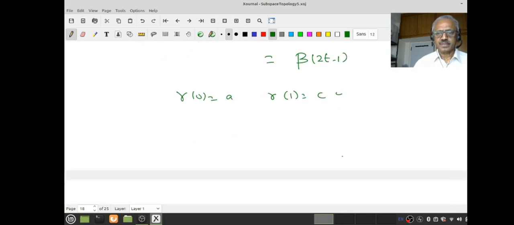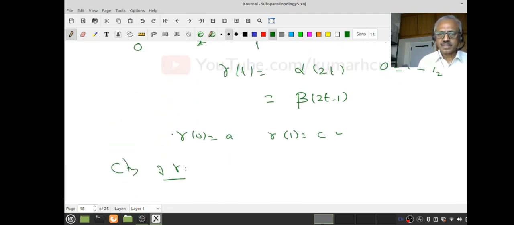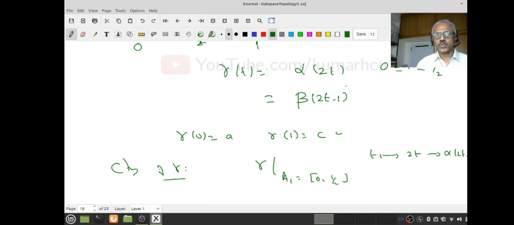This is fine, right? I only have to check continuity of gamma. But continuity of gamma is easy, because notice that gamma restricted to A1, which is 0 to half, has an explicit expression, namely the function t going to 2t going to alpha of 2t. Notice that for t between 0 and half, 2t will lie between 0 and 1, therefore it is in the domain of alpha. Those things you have to check. Now this is a continuous function. Since I have an explicit expression, I know gamma restricted to this one is continuous.